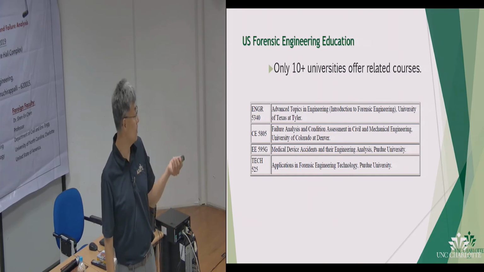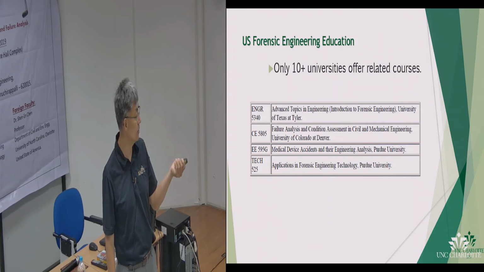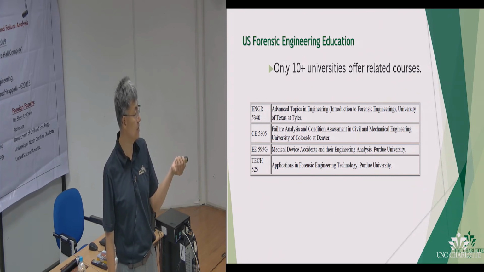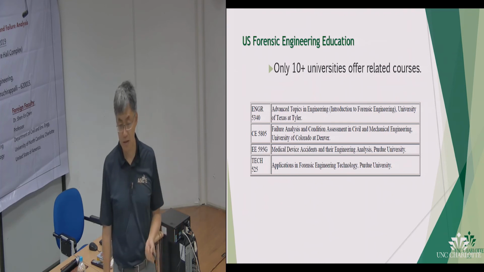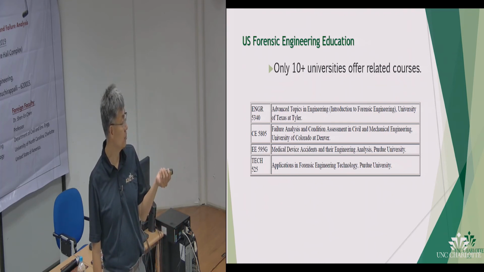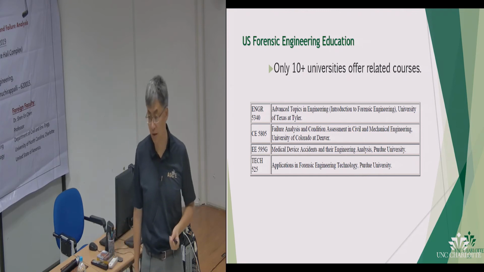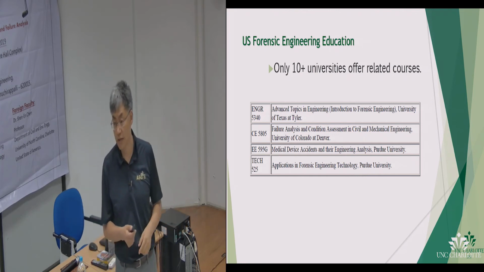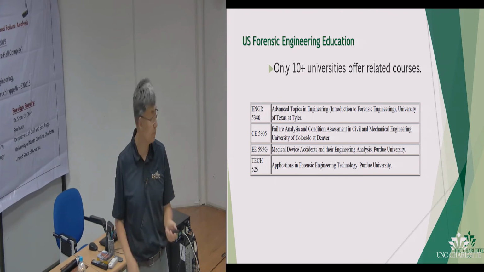These are some of the classes. There needs to be an advanced topic in engineering, the University of Taylor as an example. Then Denver, Colorado has a failure analysis and condition assessment class in civil engineering. Then medical device and engineering analysis at Purdue University. Purdue also has application in forensic engineering technology. So those are examples of classes that are offered at the engineering level.